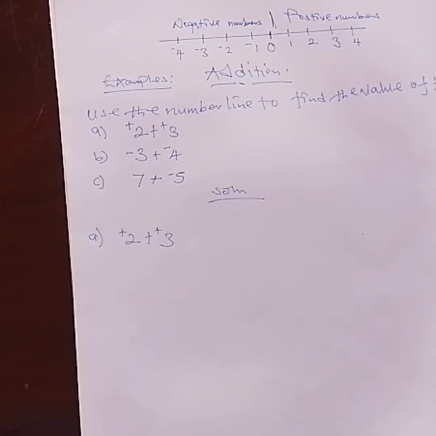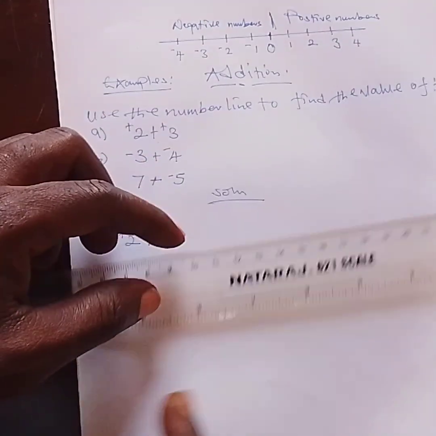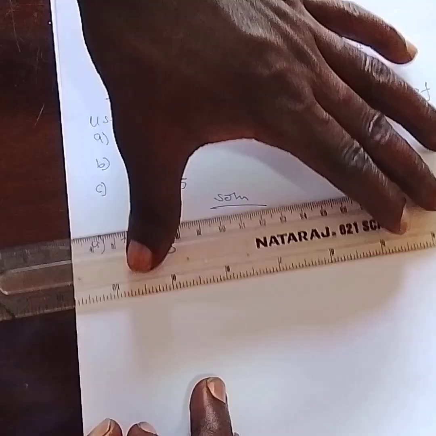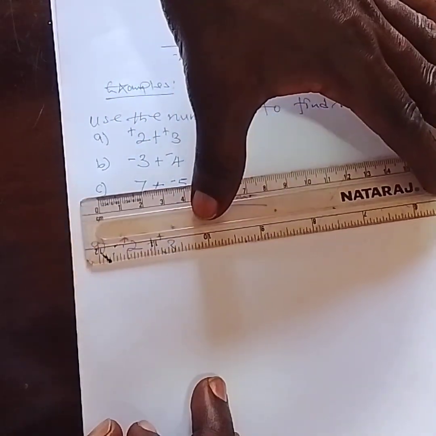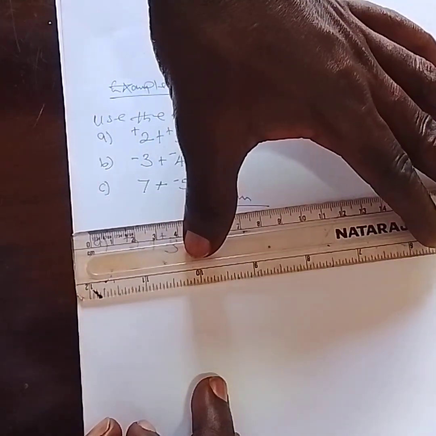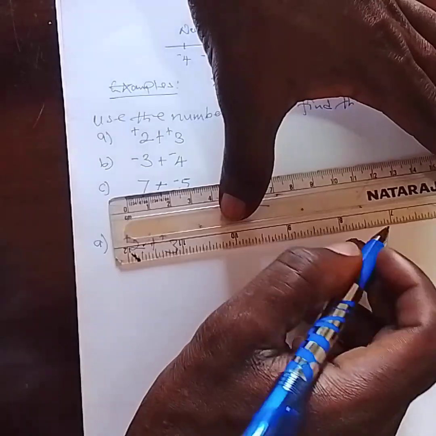Now as I was saying, in our solution, let me just draw our number line for this equation, then we handle this.